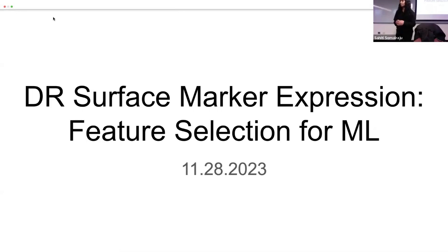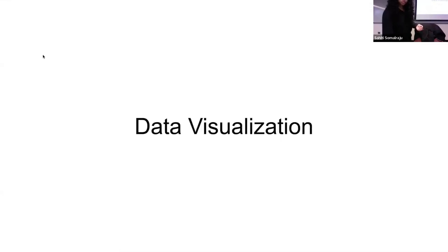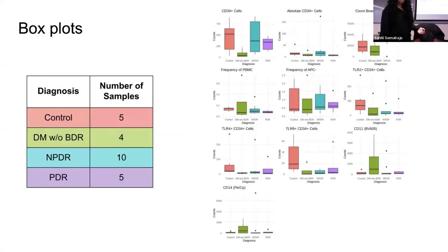And so yeah, one of the first steps is feature selection. You want to remove some of those features, or like those genes or the surface marker data, that aren't really showing good variability between the different diagnoses. And so with the surface marker expression, the first step is to just visualize the data. How is it looking?